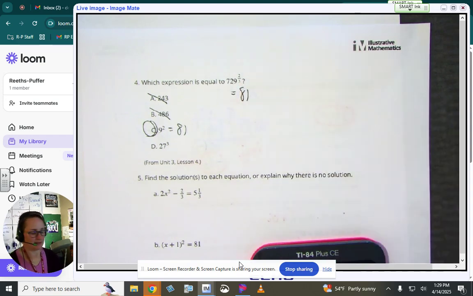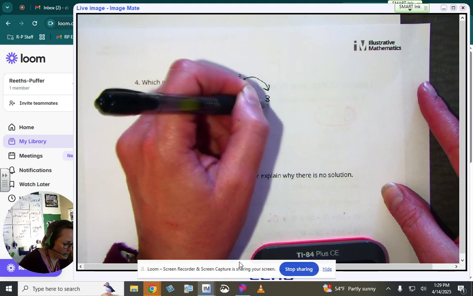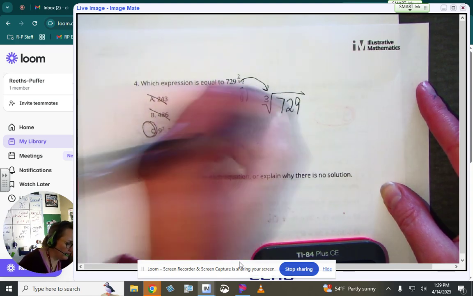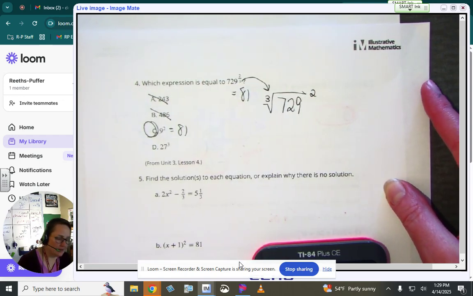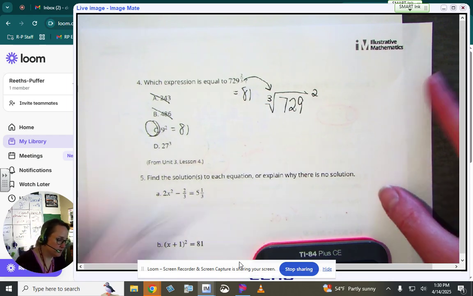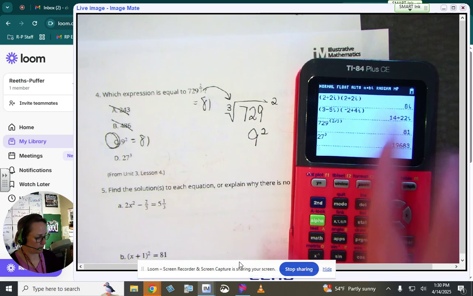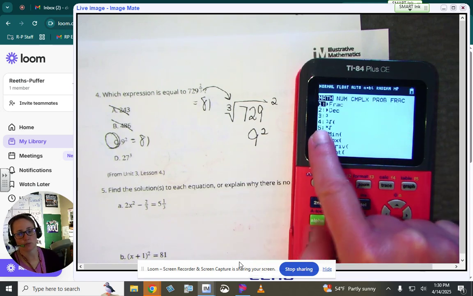This is just to remind us that we can take any denominator like that and put it on the little notch and do the cube root of 729, and then square it. And your nifty perfect cubes chart will tell you that that is 9 squared. Or your math button will also let you do cube roots.